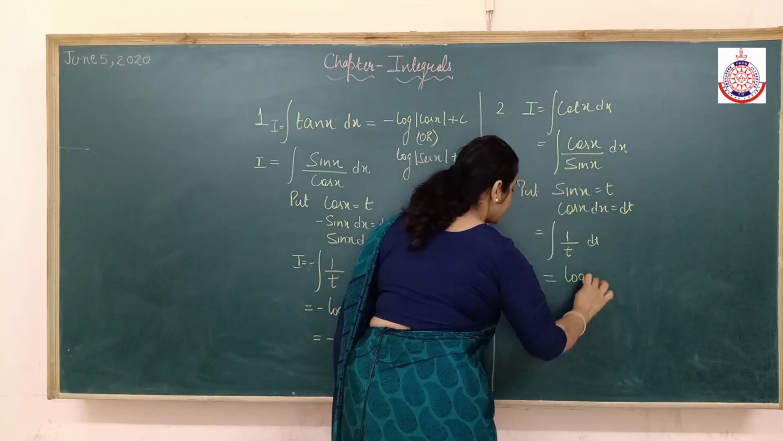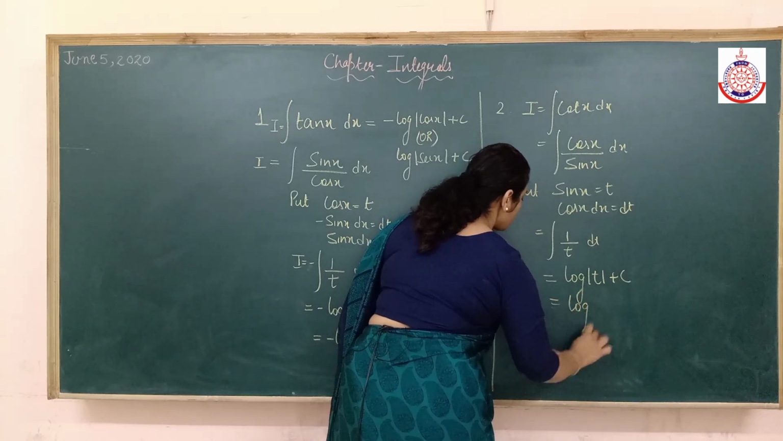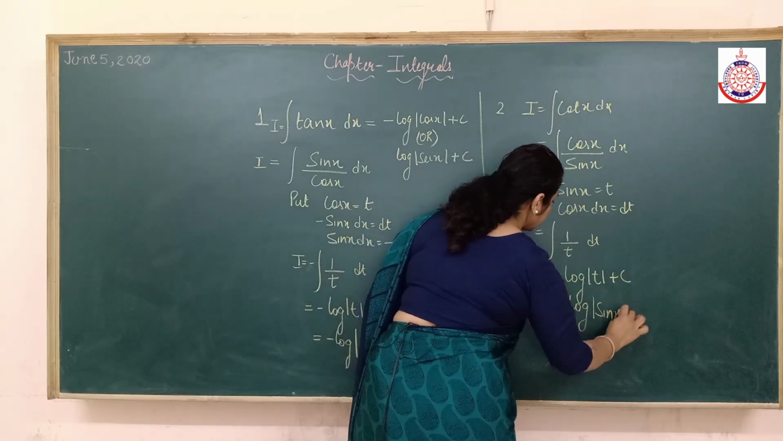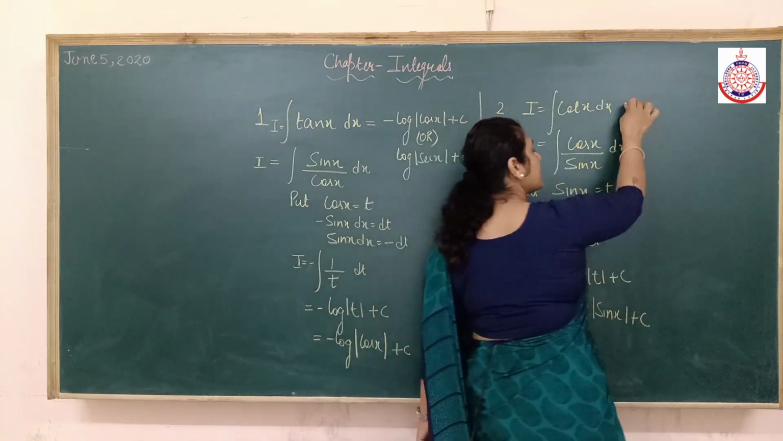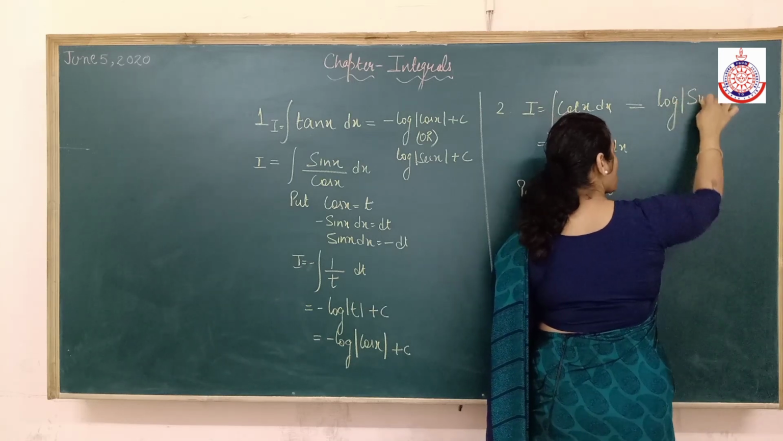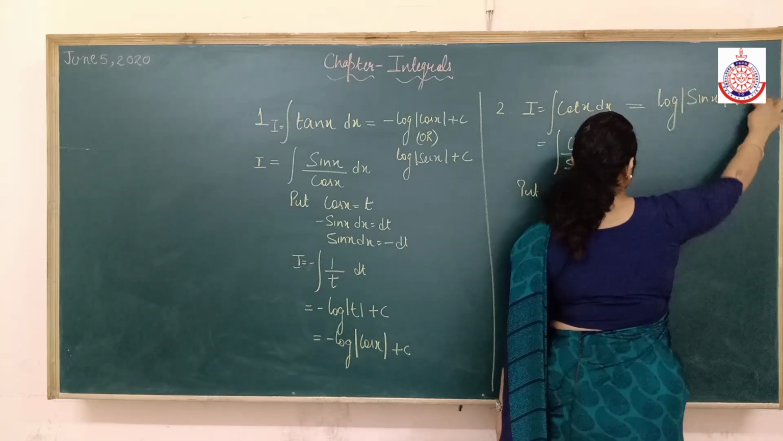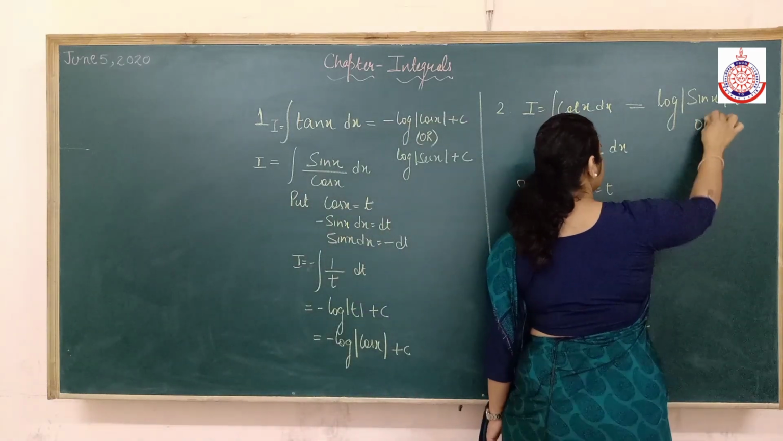Integration of 1 by t is log t plus c. Put the value of t, that is sin x plus c. So we have again one formula, that integration of cot x is log of sin x plus c. It can be written in the form of cosecant also. Alright, you have to write that.